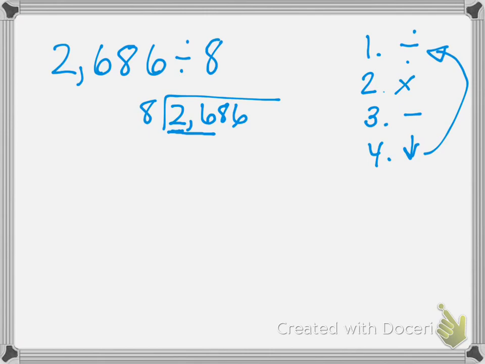26 divided by 8. What times 8 is close to 26 but not over it? Well, 3 times 8 is 24. The 3 goes over the 6, not the 2, because we're not putting 8 into 2. We're putting 8 into 26, which is actually, we're putting 8 into 2,600, and it would go in 300 times. So 3 times 8 is 24.